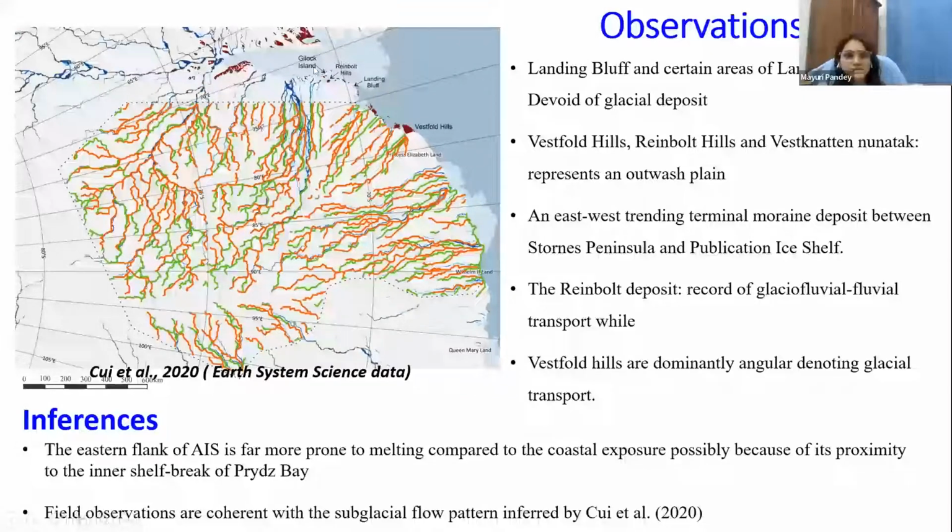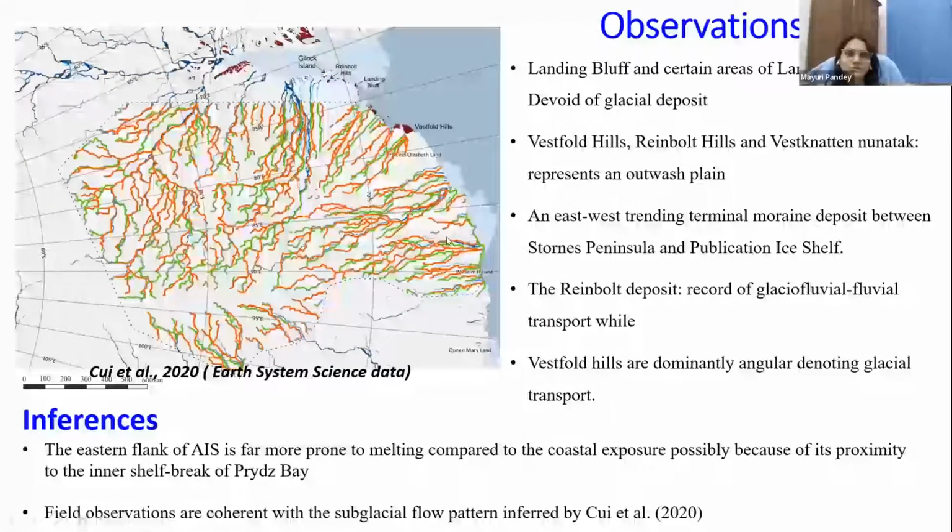And similarly, if you see this area, we do have a higher amount of glacial input. So possibly the Prince Bay terrain is not showing significant melting, or at least not showing the signatures of significant melting in the sedimentary rocks or sedimentary input. And what we see in the eastern flank does show certain sedimentary signatures of fluvial input in that area. So these were the preliminary inferences.